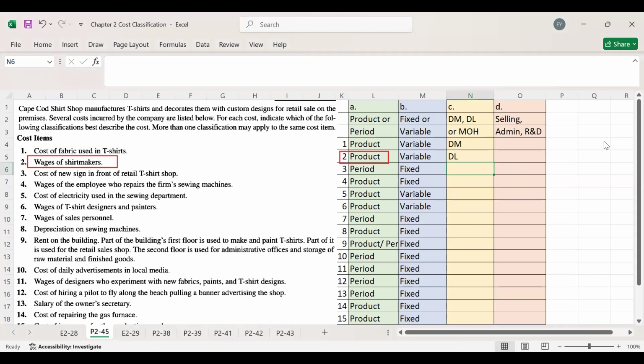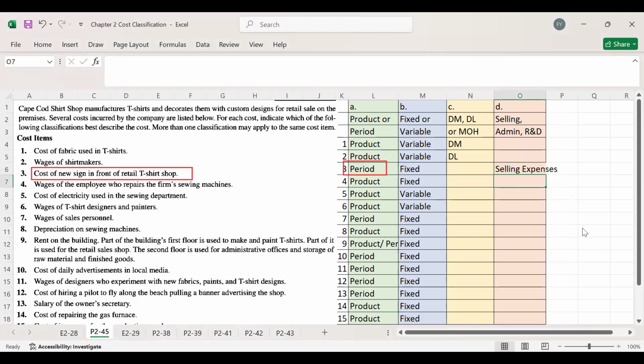In the next example, we have example number three. This is the cost of a new sign in front of the retail T-shirt shop. It is not the main part of the product, but these are marketing or selling expenses. So you can see these are period costs. That's why we classify it into either selling, admin, or R&D. So this is your selling expenses.